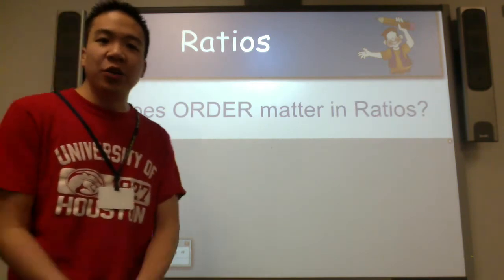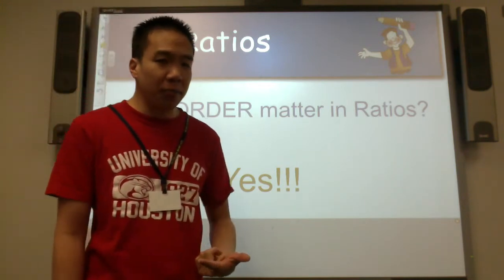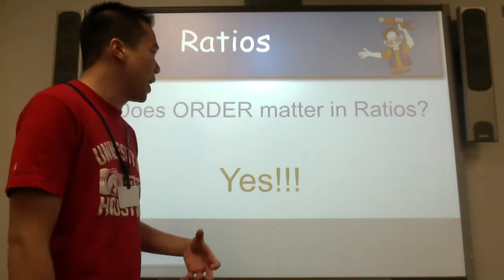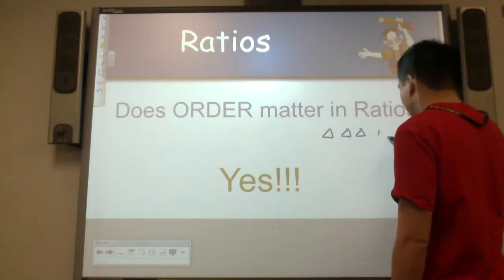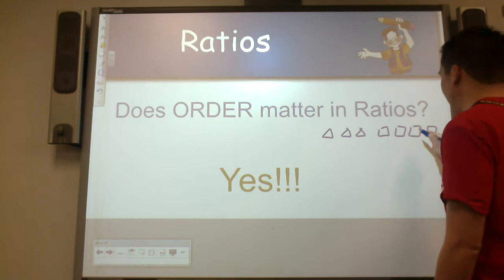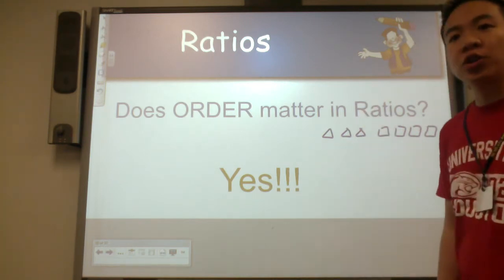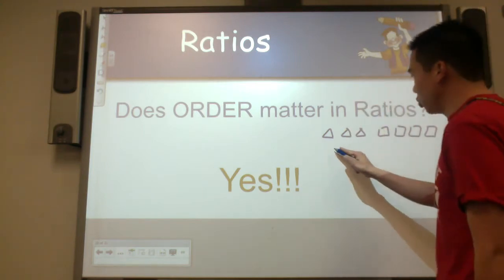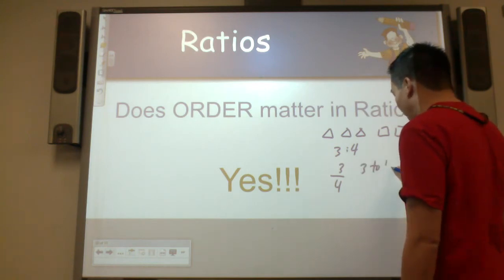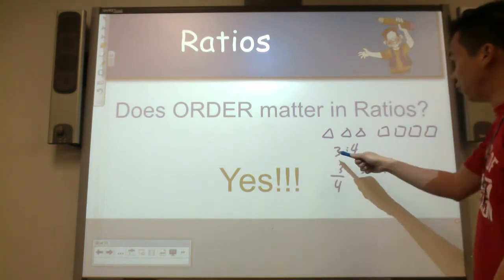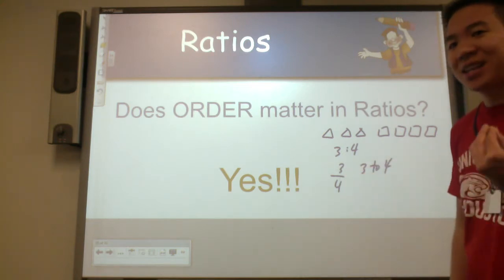Does order matter in ratio? Yes, it does. It's just like the coordinate plane. When you're graphing an ordered pair, order does matter. So, for example, if there are 3 triangles and 4 squares, when I say find a ratio of triangles to squares, I would like you to compare the triangles to squares. You would say 3:4 or 3/4. If you had written 4:3 or 4/3, you would have gotten it wrong because order does matter.